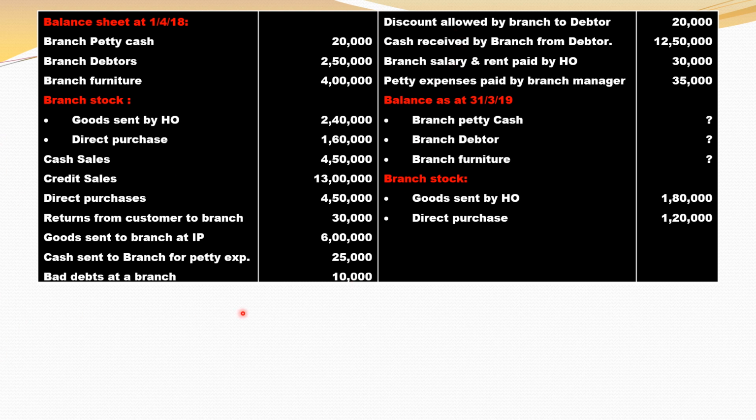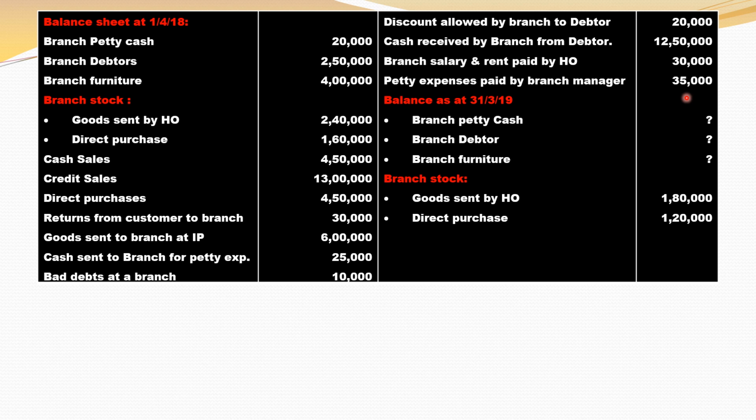Discount allowed by the branch to the debtor will not come in branch account, will come in debtors account. Cash received by the branch from debtor. Whatever cash you receive from debtor should be paid to head office. Branch cannot keep the money with itself. So this amount will come in credit side. Branch salary and rent paid by head office is an expense, debit side. Petty expenses paid by the branch manager 35,000.